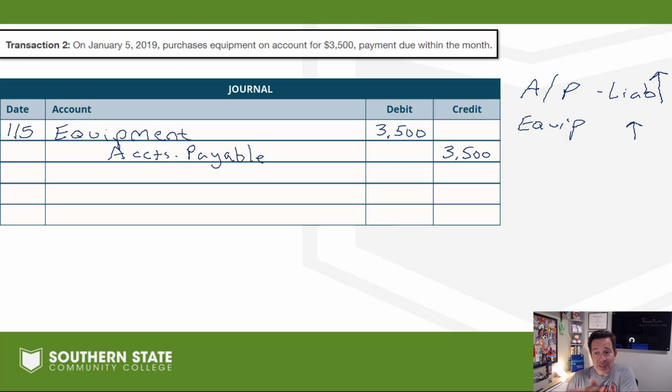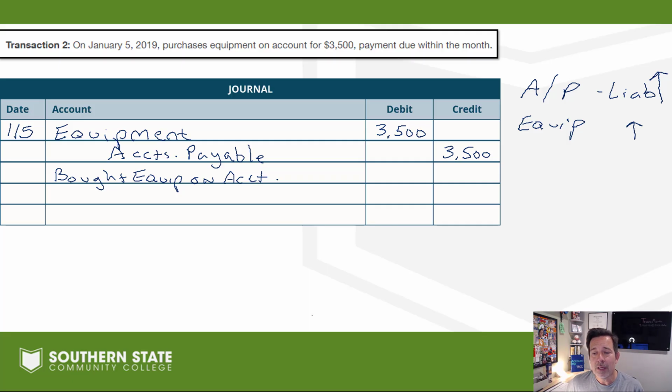For the description, we can just say bought equipment on account. There you go. You'll notice we don't need to put any numbers on that description line. We also don't need to put a total for the journal entry. Now, sometimes I see people when they make journal entries, I want to draw a line here and write a total. You don't need to do that. Just put in your debit, put in your credit, wash your hands, and go on about your day.